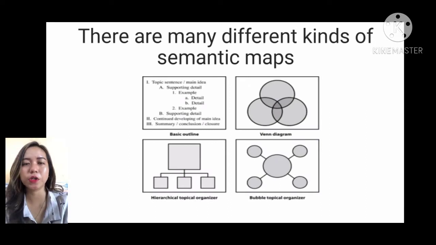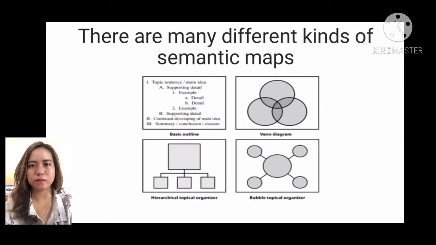As you can see in the picture, there are many different kinds of semantic maps. First one is basic outline. Basic outline presents a picture of the main ideas and the subsidiary ideas of a subject. And then second is hierarchical typical organizer. Hierarchical typical organizer is useful in concept-based teaching.